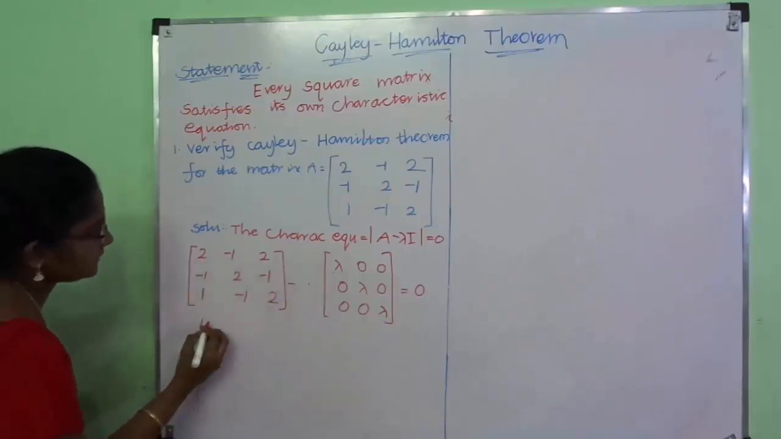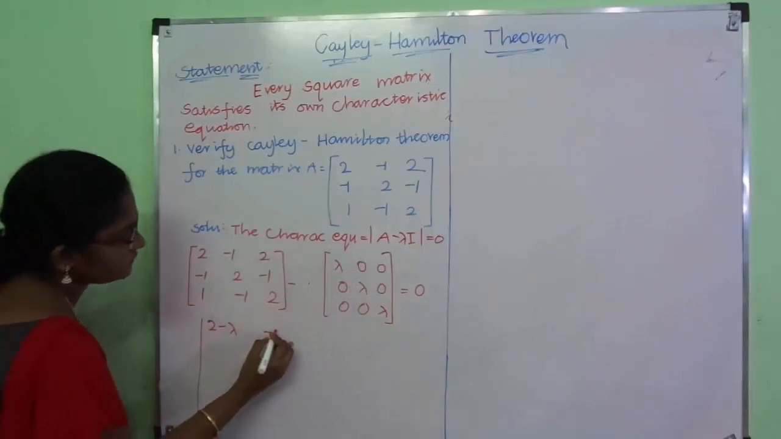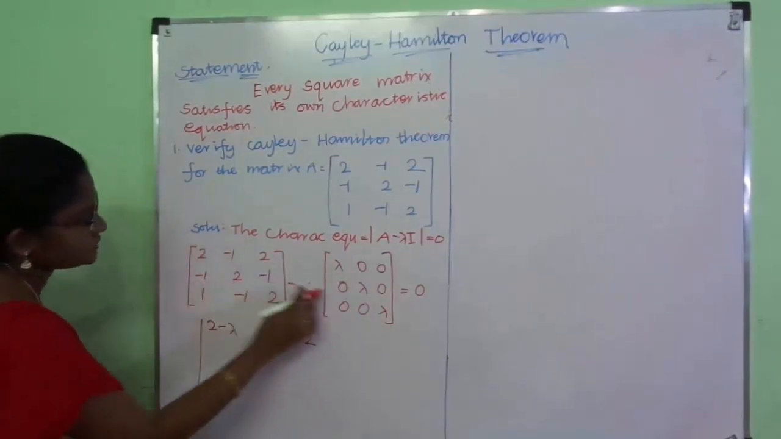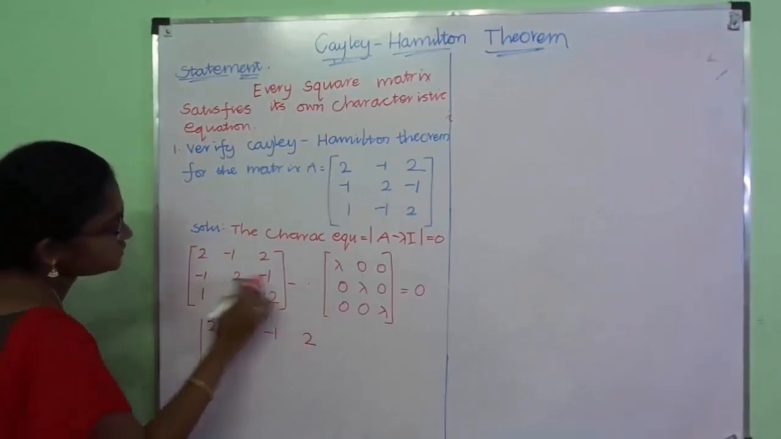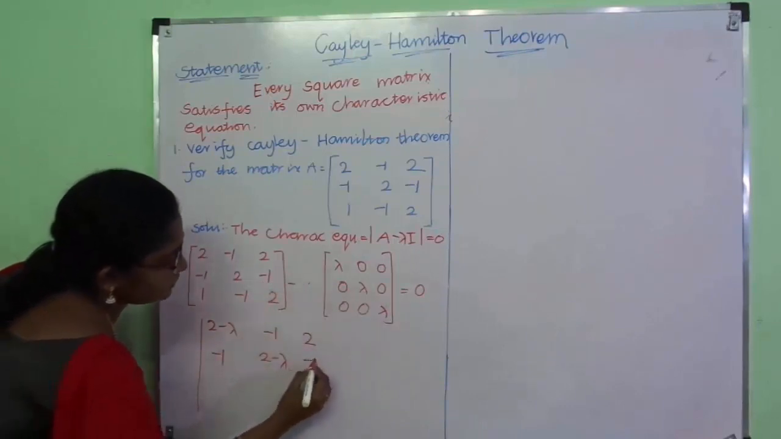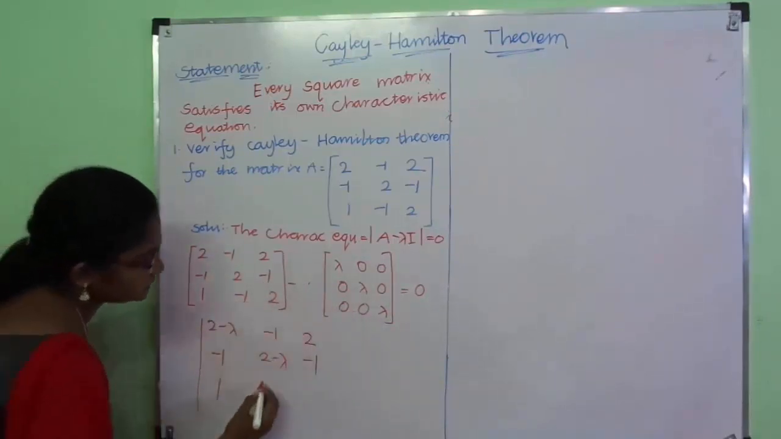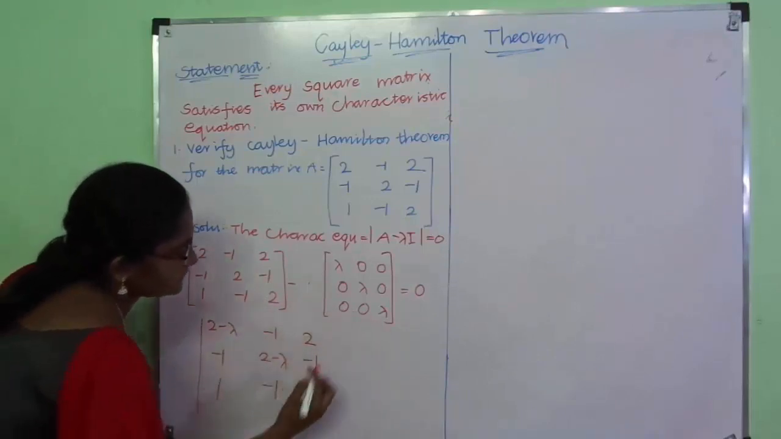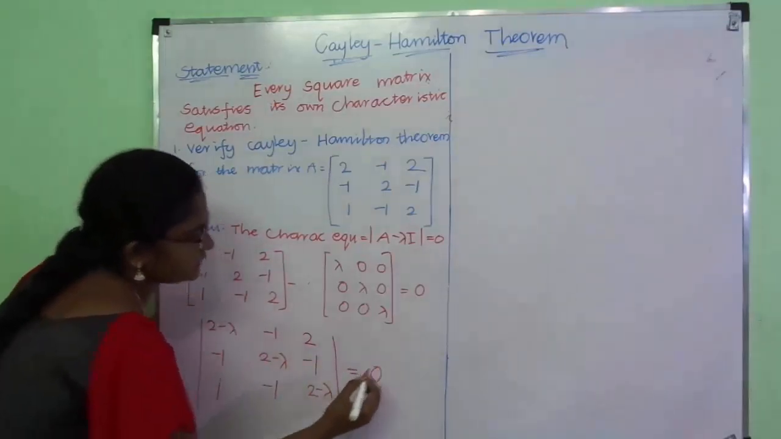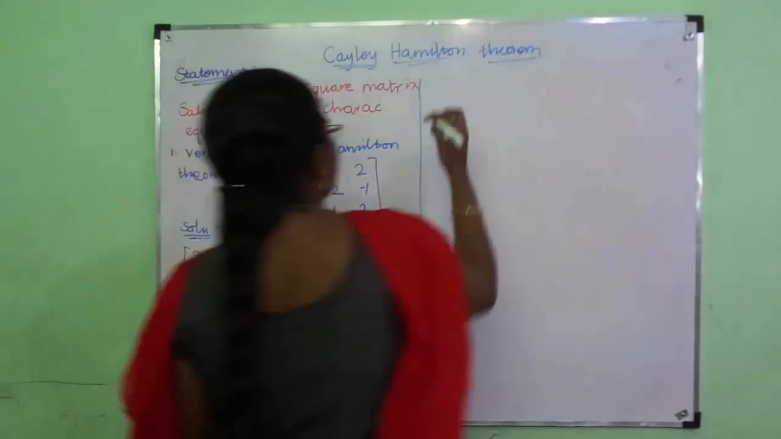2 minus lambda, we get 2 minus lambda. Minus 1 minus 0, there will be minus 1. 2 minus 0, 2. Minus 1 minus 0, minus 1. 2 minus lambda, 2 minus lambda. Minus 1 minus 0 minus 1, 1 minus 0 1, minus 1 minus 0 minus 1, 2 minus lambda, which is equal to 0. Now we are going to find the determinant for this A minus lambda I.